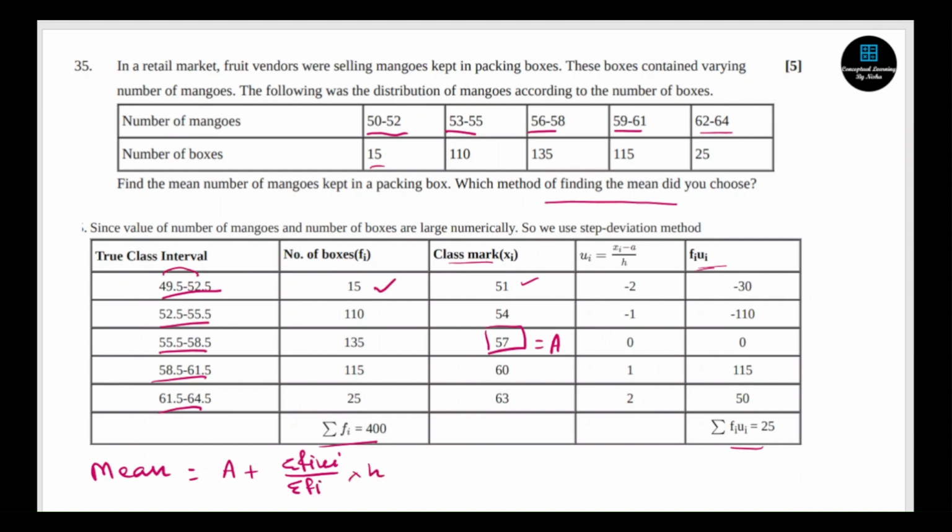We have this formula. When we substitute all the values, we can find the final answer. So now I leave it to you. You have to write this and write your final answer, and message me in the comment box. All right? Okay. Using the step deviation method here.